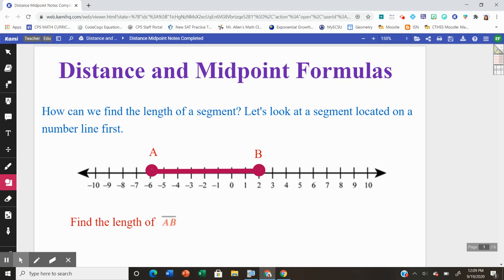So let's take a look at the segment that's down below here. We see a segment AB. How could you find the length of that segment? So we're looking at the segment right now on a number line. The easiest way to find the length of segment AB is to figure out the difference in the distances between -6 and +2. From back in elementary school, you could do the bunny hop across the number line. 1, 2, 3, 4, 5, 6, 7, 8, to figure out that the length of AB is 8 units, right?